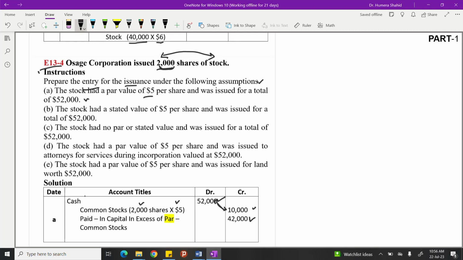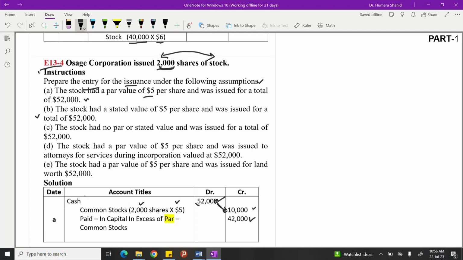So paid in capital in excess of par, common stock. I cannot calculate excess value per dollar like I did in the previous question because I don't have the sale price or issue price per dollar. But I can find out the excess by looking into the difference of the par value of the common stock and the issue value in full. So the difference is because of the excess you are charging.